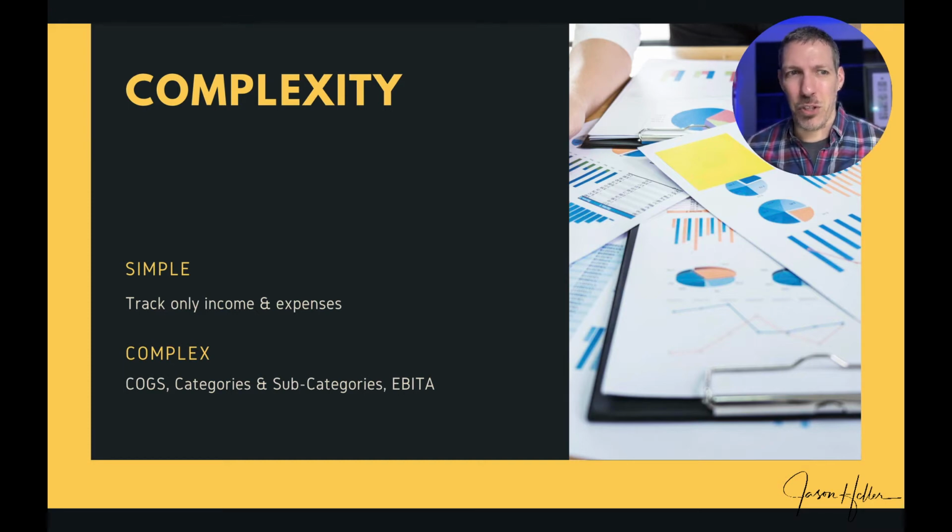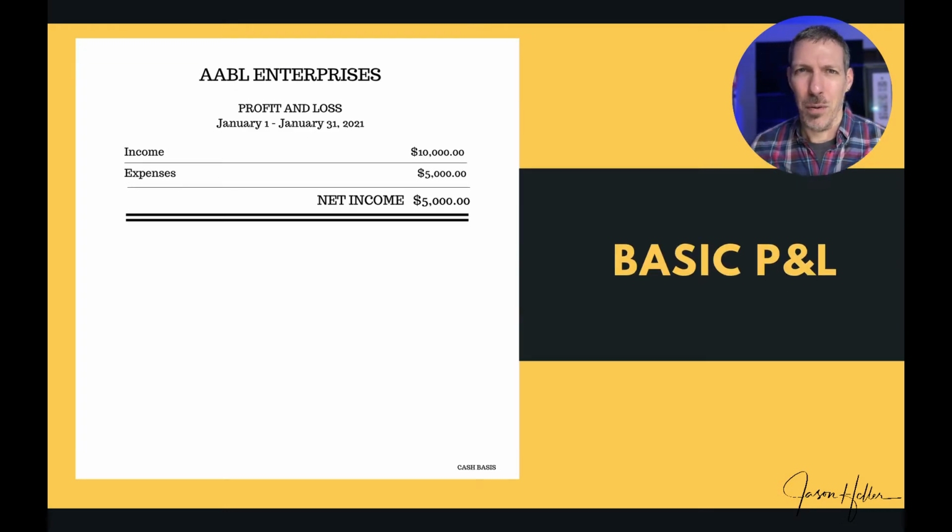So we could simply track only income and expenses, or we can add more detail like cost of goods, categories, subcategories, EBIT. And let's go over some of those things right now. So let's start with the most basic of profit and loss statements. We're using our fictitious company, AABL Enterprises, here.